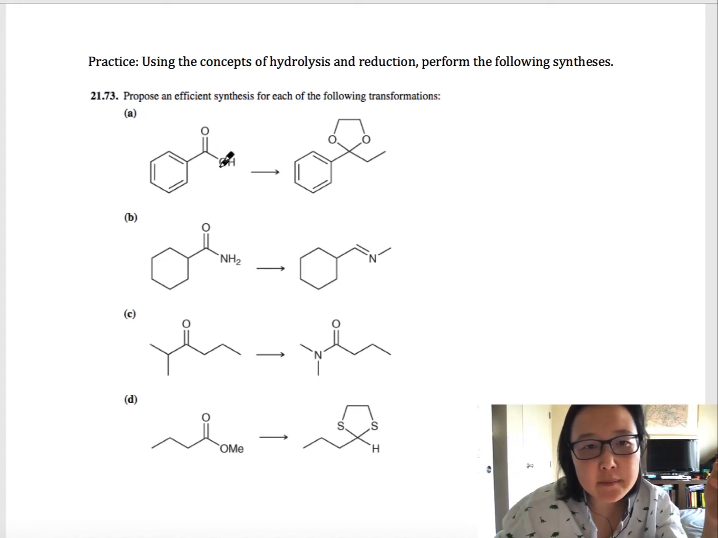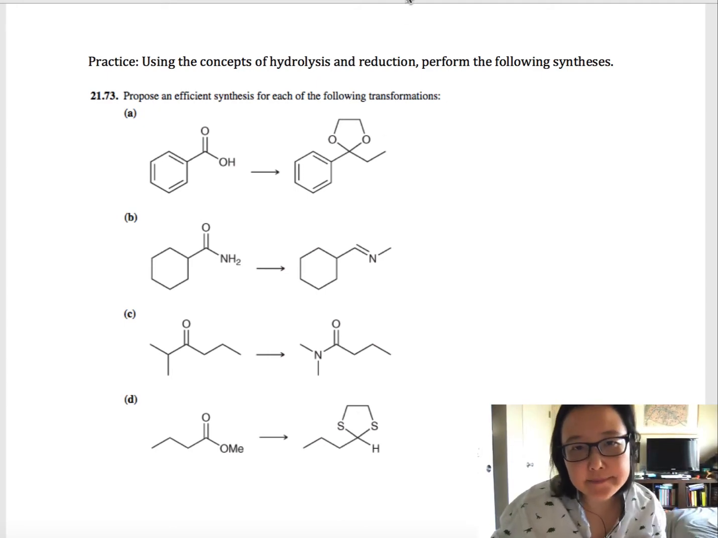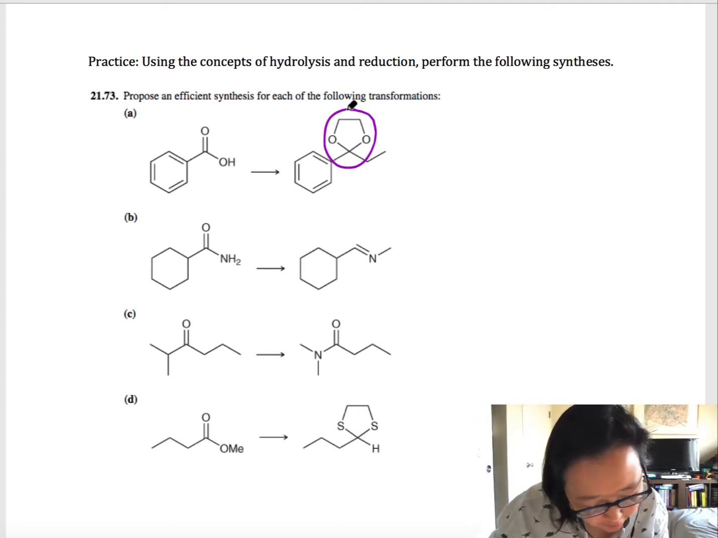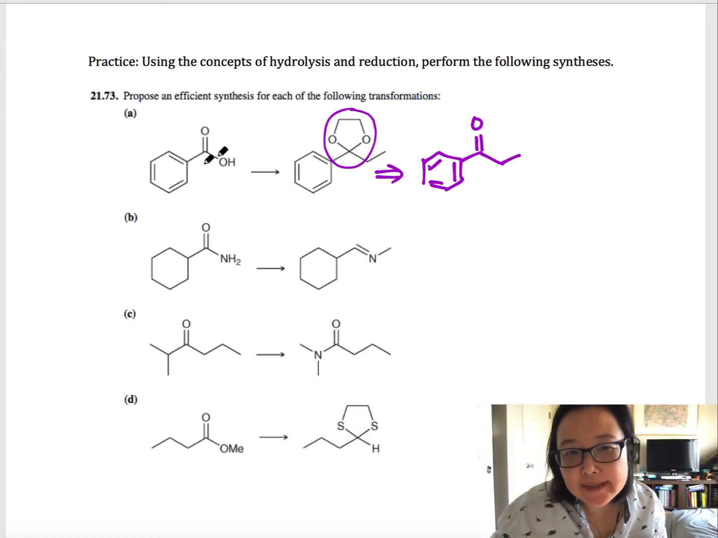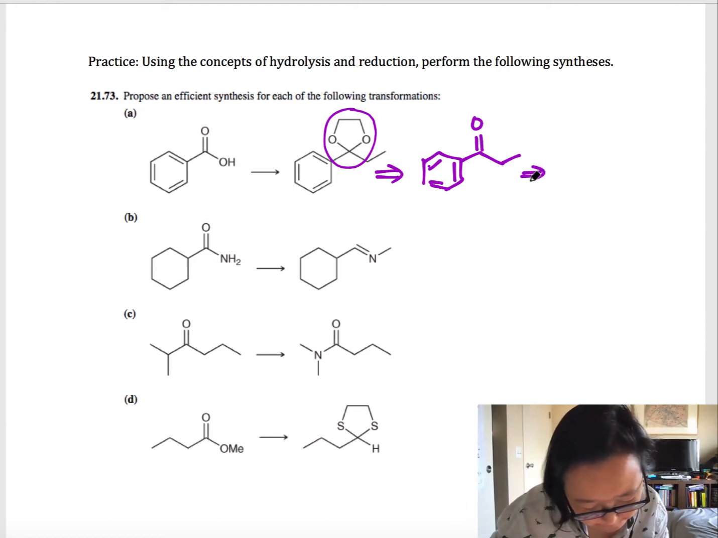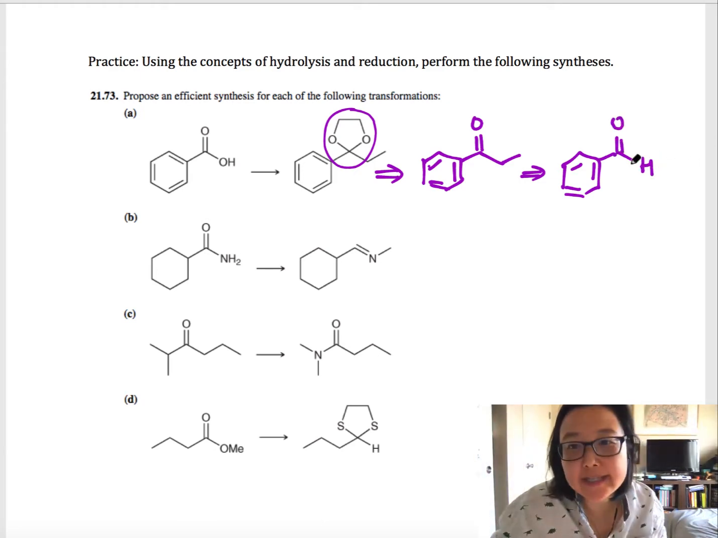All right, propose an efficient synthesis for each of these reactions. So here I have a carboxylic acid, and I want to get to this cyclic acetal. I know that this comes from a carbonyl group, so just stepping back, I know that this is what I came from. And then is there a way to go from this carboxylic acid to this group? Let's see, I know that if I had an aldehyde here, maybe I could do a Grignard reaction and then oxidize it to this ketone.